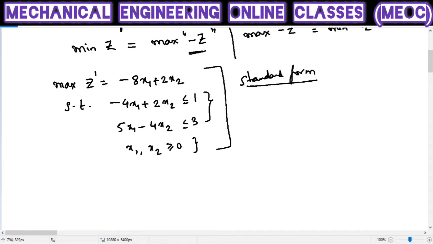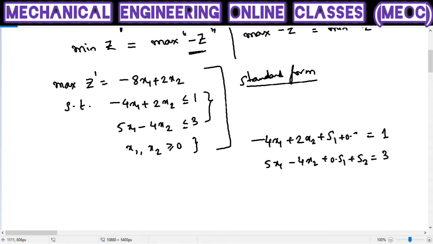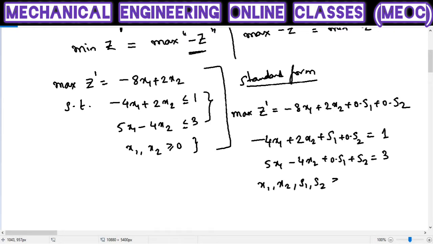So let us first write the constraints: minus 4x1 plus 2x2 plus s1 is equal to 1, 5x1 minus 4x2 plus 0 into s1 plus s2 is equal to 3. So let us write all the expressions in terms of all the variables. And now comes our objective function: maximize z dash is equal to minus 8x1 plus 2x2 plus 0 into s1 plus 0 into s2 for all x1, x2, s1, s2 being greater than or equal to 0. So this is the standard form.